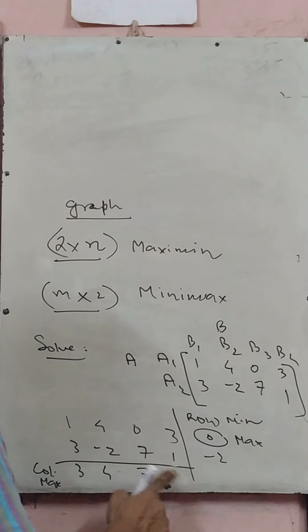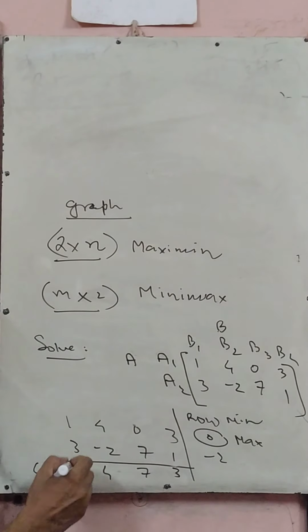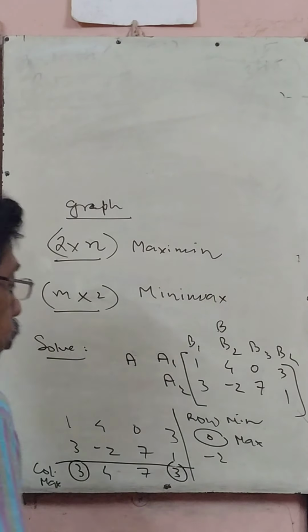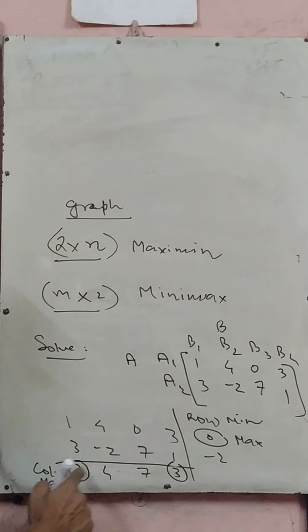This is 3 and that is also 3. So 3 is the minimum value. Now you do. This is 0 and this is 3. So there will be no deterministic value. It should be a mixed game. The ultimate value of the game will lie between 0 to 3.